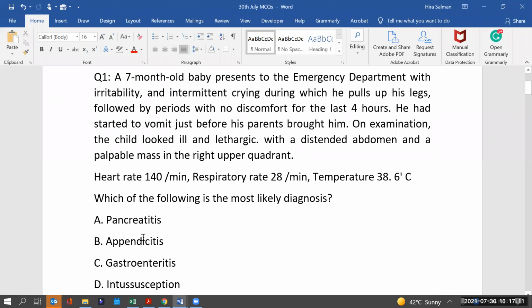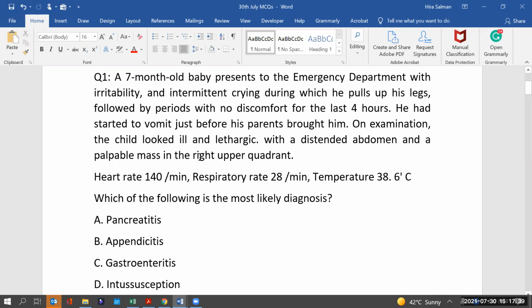So do you think it's a pancreatitis case? In a 7 month old baby, pancreatitis is not common in very early ages. Plus, do you think the baby has this vomiting? He had started to vomit just before his parents brought him. So maybe sometimes vomiting is there. And here it's not mentioned because it's a recall, so we don't know whether the vomiting is bilious or what kind of vomiting it is. We cannot appreciate that much.